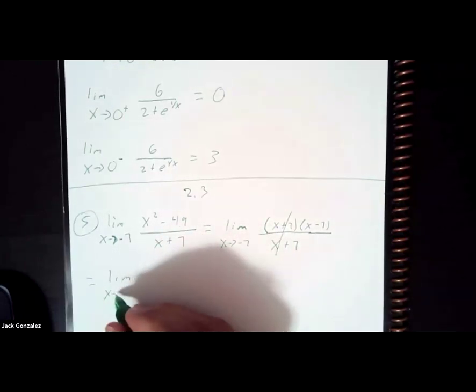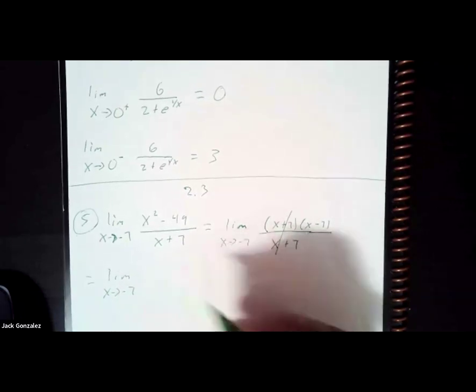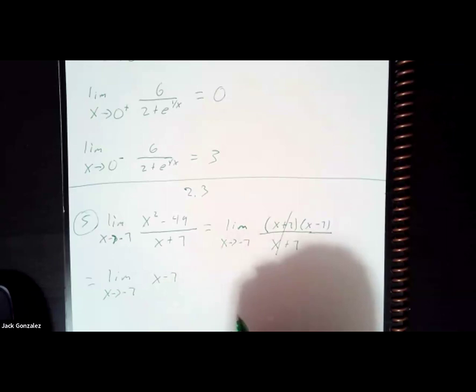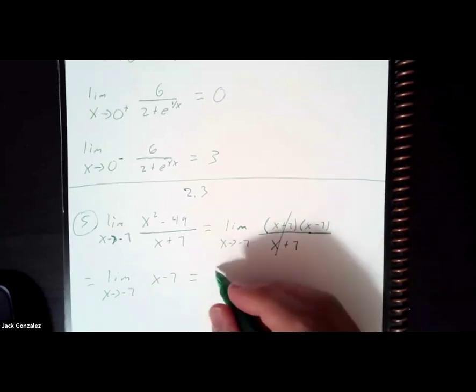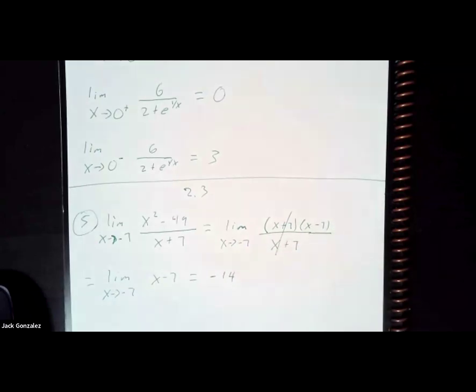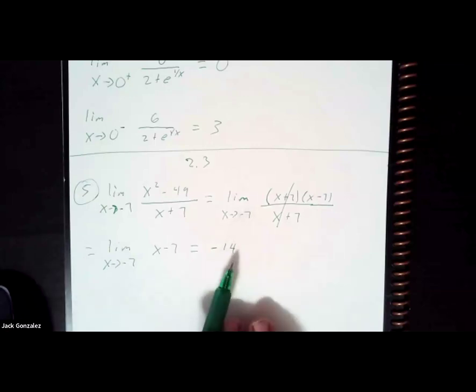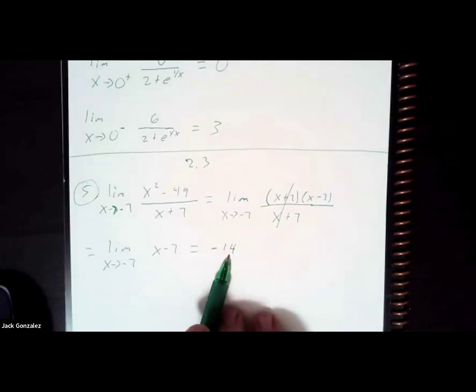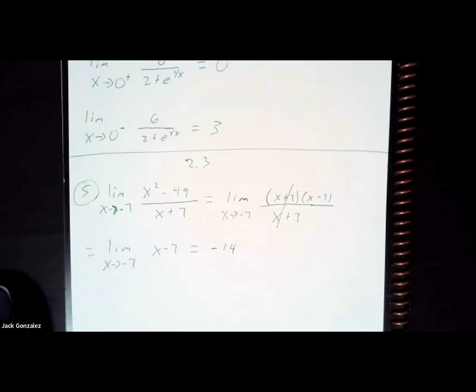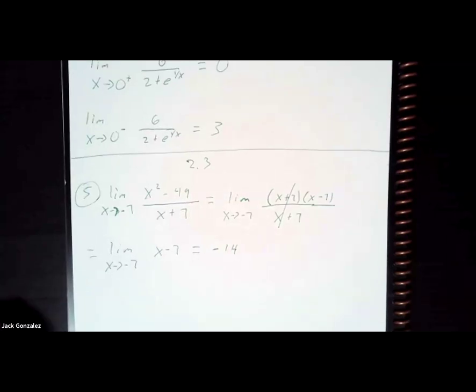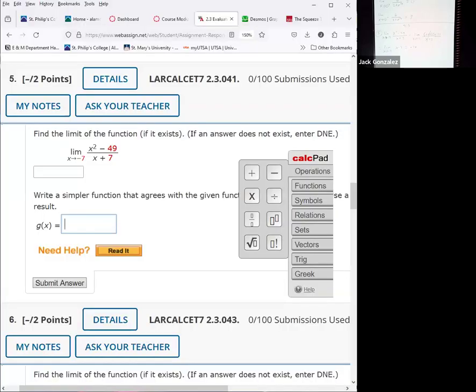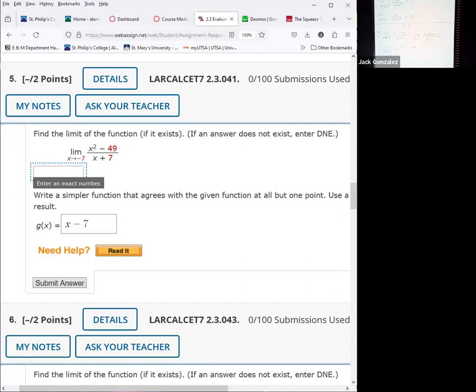I have to keep writing the notation because I haven't taken the limit. You can only stop once you've taken the limit. Plug it in and you get -14, right? So the limit is this. The simpler version of the function is x minus 7, because we did algebra to simplify the question. So right here, they want to see x minus 7. Over here is the actual limit, -14.